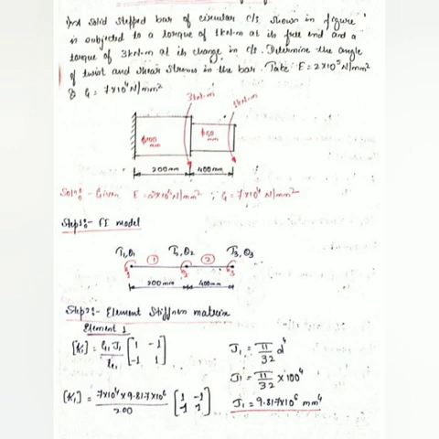Step 2, the elemental stiffness matrix, we are supposed to find for each element. There are two elements here, so we'll begin with element 1. The elemental stiffness matrix expression is generally given by GJ by L times the matrix 1, minus 1, minus 1, 1. This we already derived earlier. For element 1, G1 is the modulus of rigidity for element 1, J1 is the polar moment of inertia for element 1, and the length of element 1 is Le1. Substituting all these values, we write the K1 matrix as shown here.